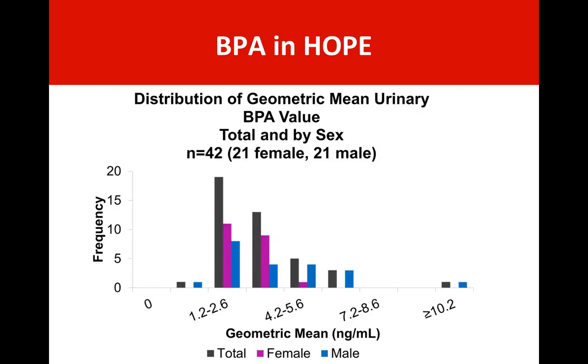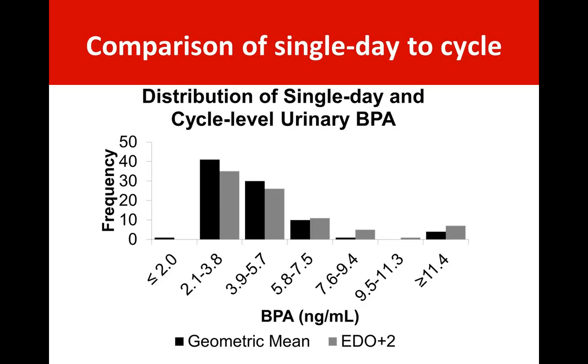All right, so here's what we're seeing in HOPE. These are the geometric means over the cycle's worth of samples, okay? So we have every day's sample, and then we take the geometric mean of that because there's so much variability, okay? And nanograms per mil. So we're seeing a distribution. There are some people where it's quite low, but this is the whole population, women and men, and there are some people that are quite high, okay? It actually is statistically significantly higher in men than women, by the way.